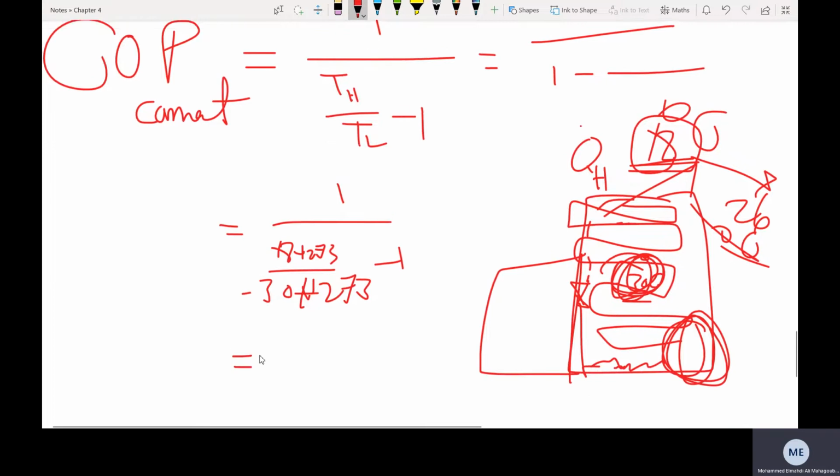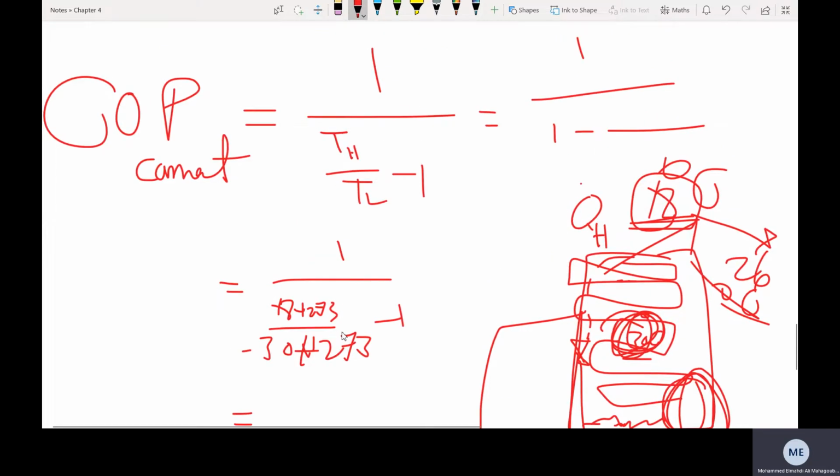I'm now going to find the COP, and remember that this Carnot COP is going to be definitely higher than the COP of our normal cycle. So of course this COP is going to give me, oh no, it's not correct. What did I do wrong in the equation?